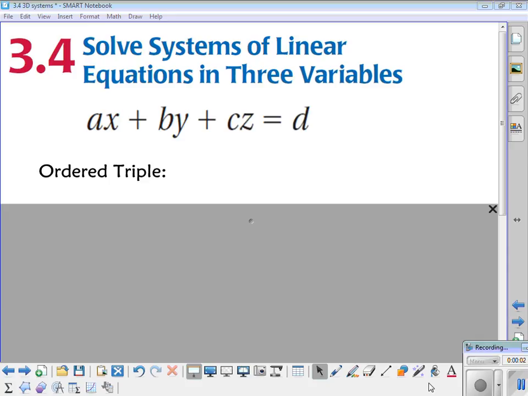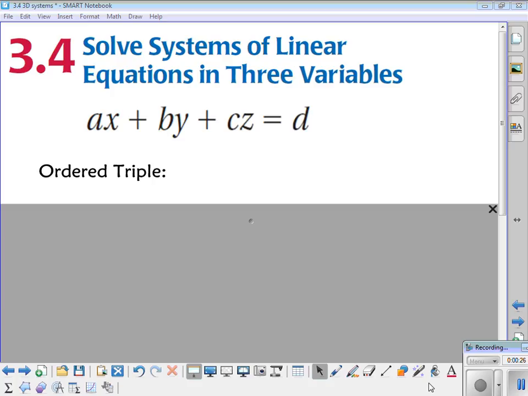All right, so today we're going to talk about solving systems of linear equations with 3 variables. How many variables have you guys been using so far? 2. Just 2, right? Ax plus by equals c. So when you had 2 variables, you had to have 2 equations in order to solve it. And your answer was an ordered pair, x and y.